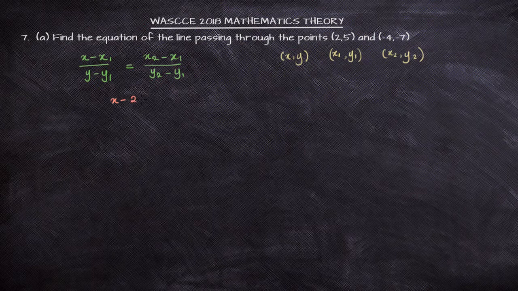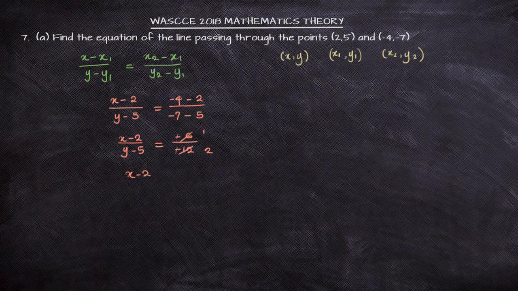So we have x minus 2 divided by y minus 5 is equal to -4 minus 2 divided by -7 minus 5. That's by substituting each value of x1 and x2. So this will give us -6 divided by -12. The negative sign will cancel out. So we have x minus 2 divided by y minus 5 is equal to 1 over 2. And if you cross multiply, that will give us 2 into x minus 2 is equal to y minus 5.